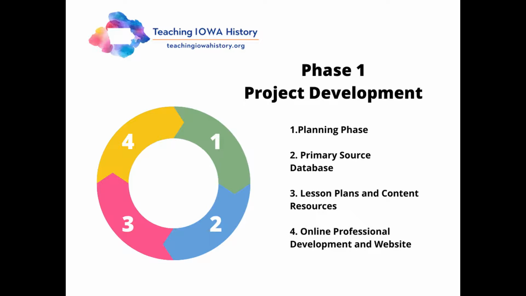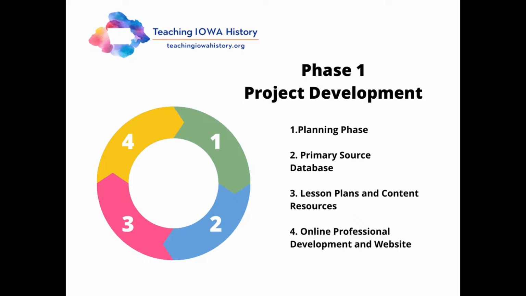This first phase of Teaching Iowa History has just come to an end. We've accomplished a lot during this first 3-year phase, and it is an iterative process, meaning that each phase we learn something new that informs the next. We continue to improve on each of the components of Teaching Iowa History. So we began with our planning phase with all of our collaborative partners. We moved into our primary source database phase where we built that database with the support of museums across the state. We utilized the support of faculty and students at universities throughout Iowa to help build that database.